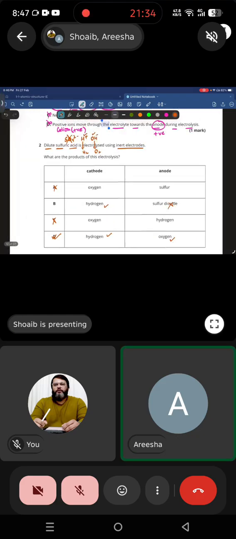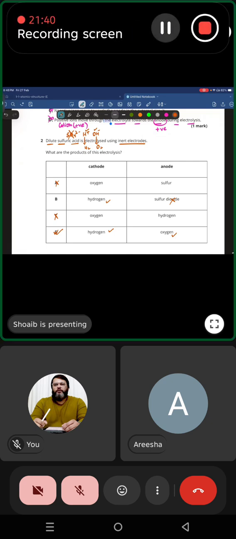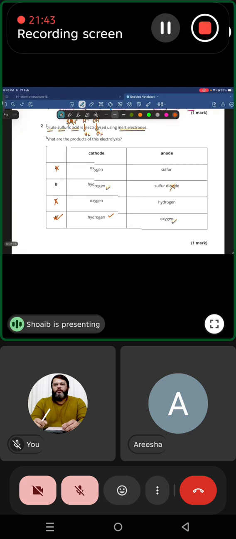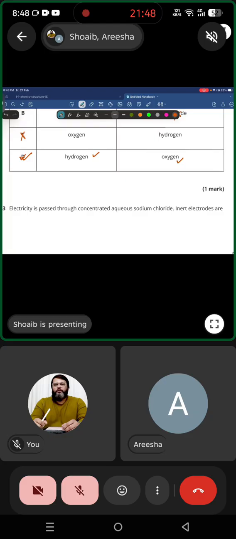Any question here? Yes, beta. Now let's continue. Question number 3. Electricity is passed through the concentrated aqueous sodium chloride. We have a concentrated aqueous sodium chloride, so the sodium will not be discharged again. Hydrogen will be discharged. Chlorine will discharge. Hydroxide ion will not be discharged.